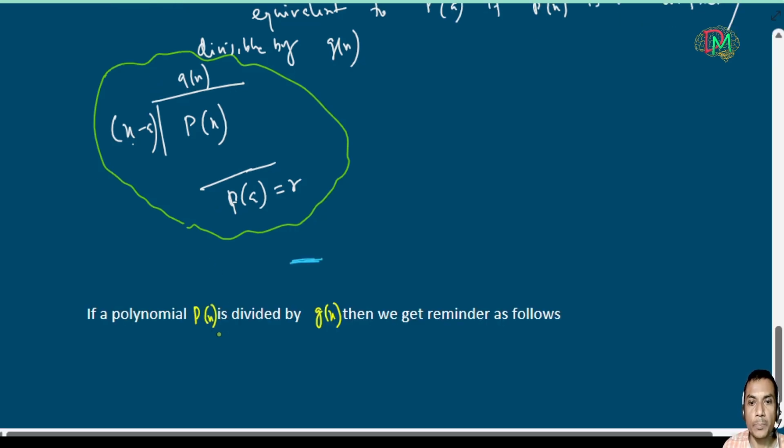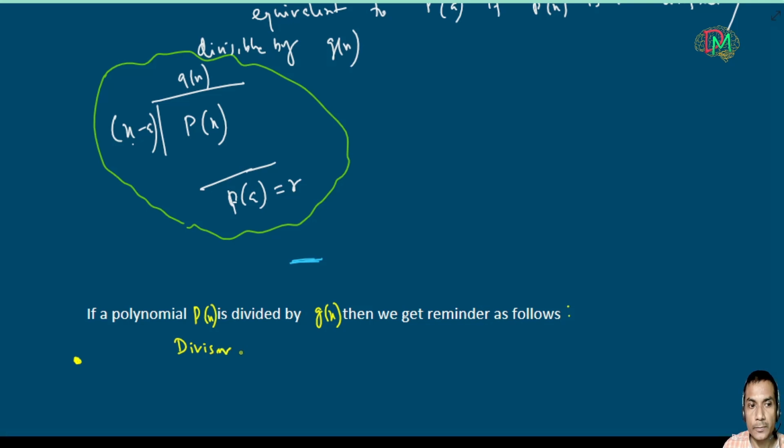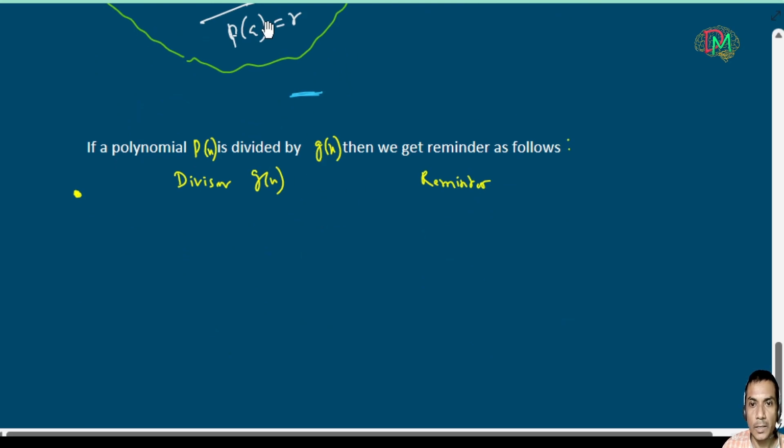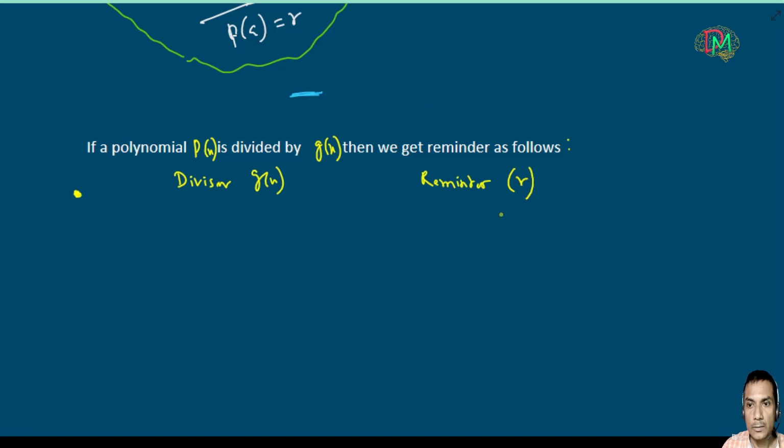If a polynomial P(x) is divided by G(x), then we get the remainder as follows. So you have to remember this. The first one is, here we write the divisor. The divisor is actually G(x), and here we write down the remainder. Clear? The remainder is r.